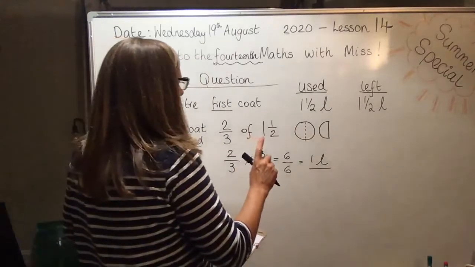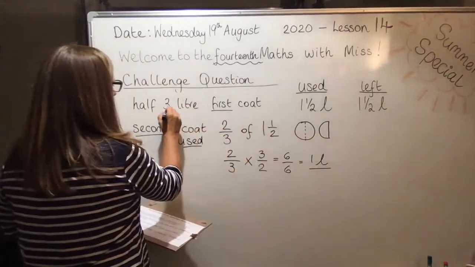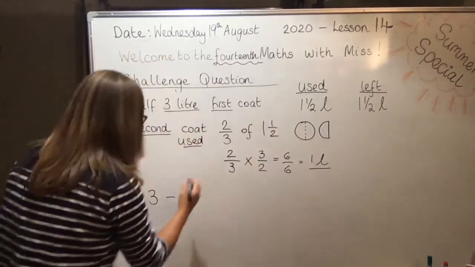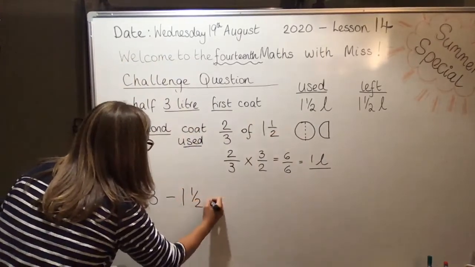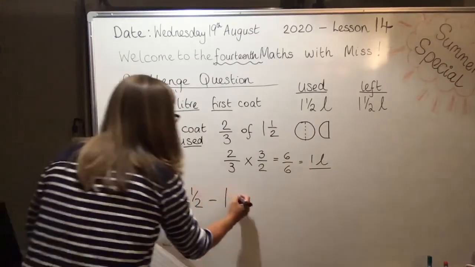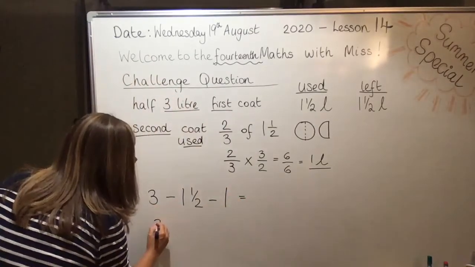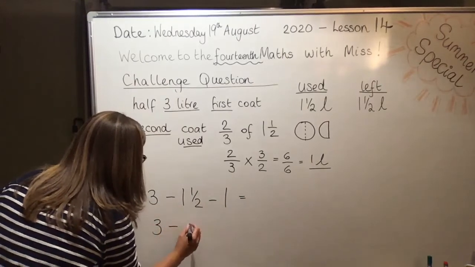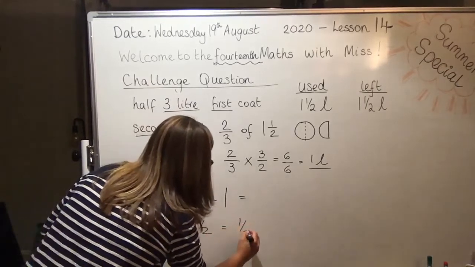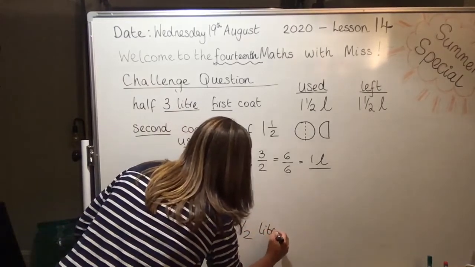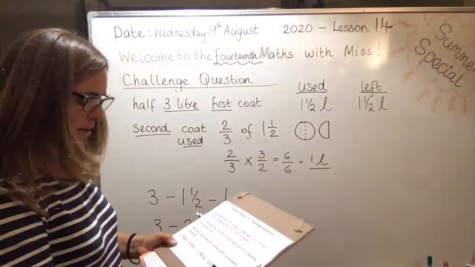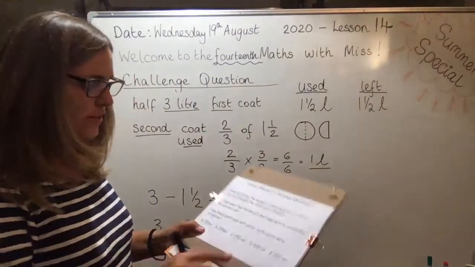Well, we started with 3 litres. We used 1.5 litres on our first coat. We used 1 litre on our second coat. So we've got 3, and we're subtracting 2.5. We're left with 1/2 litre. Not quite the end of the question, although this is multiple choice, so you would know that you'd forgotten to do the very last bit.